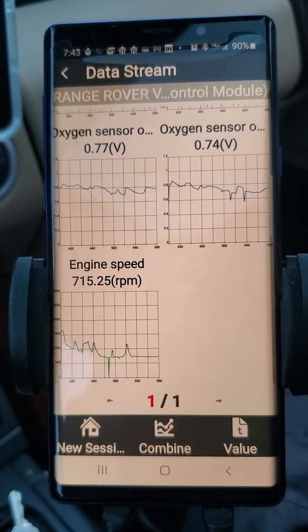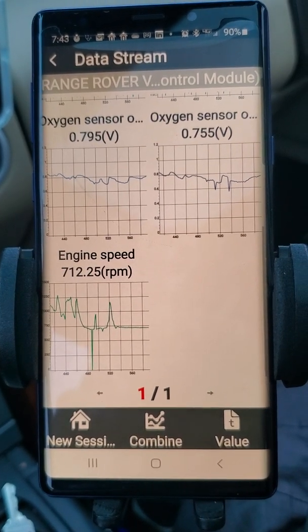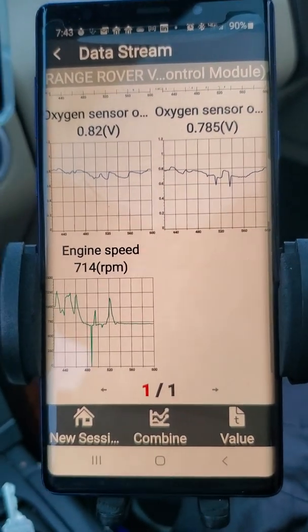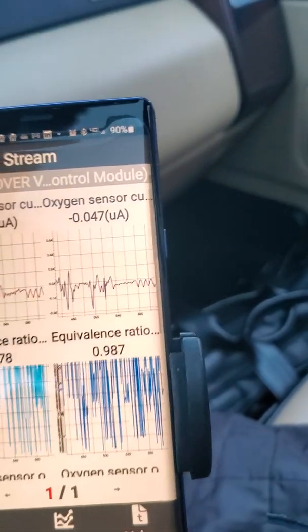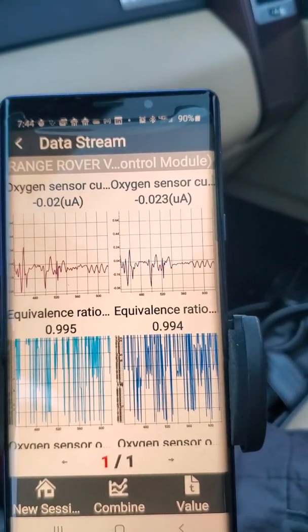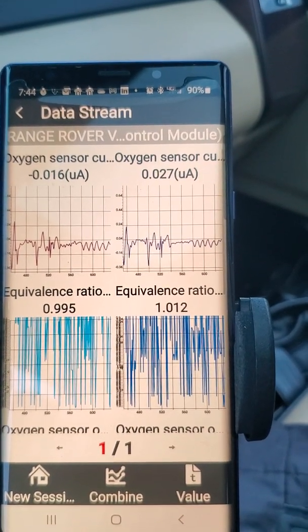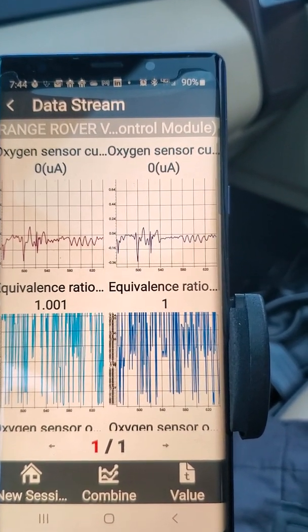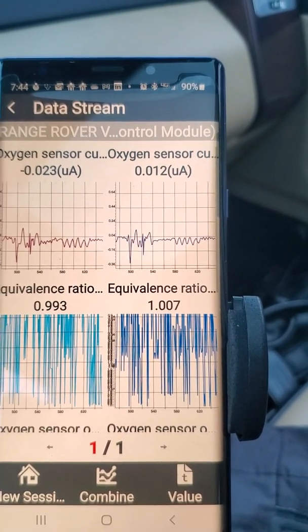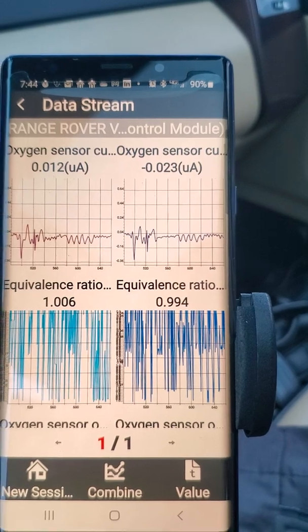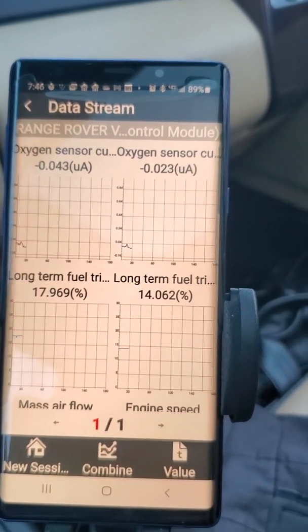Here I am after driving on the highway, at idle at a red light. You can see those are sensor 2s on top for both banks, and those are the sensor 1s on top. Again, this is at idle, 750 RPMs, while sitting at a red light. This is again while sitting at idle.